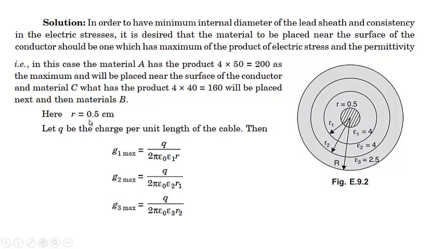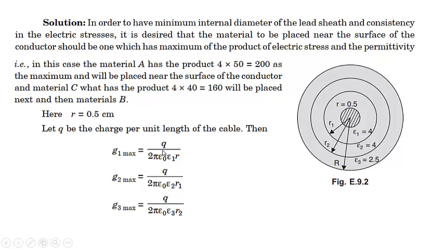Here R is equal to 0.5 centimeter. Let Q be the charge per unit length of the cable. Here we are using the relation Gmax is equal to Q divided by 2 pi epsilon R, or lambda divided by 2 pi epsilon R. So this is G1 for material 1. Using this relation, G2 is equal to Q divided by 2 pi epsilon R1. Here epsilon is equal to epsilon naught into epsilon R. G3 is equal to Q divided by 2 pi epsilon naught epsilon 3 into R2.